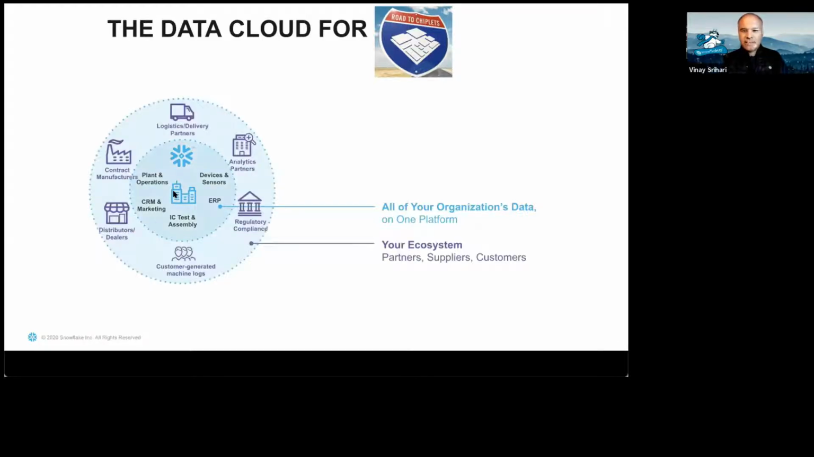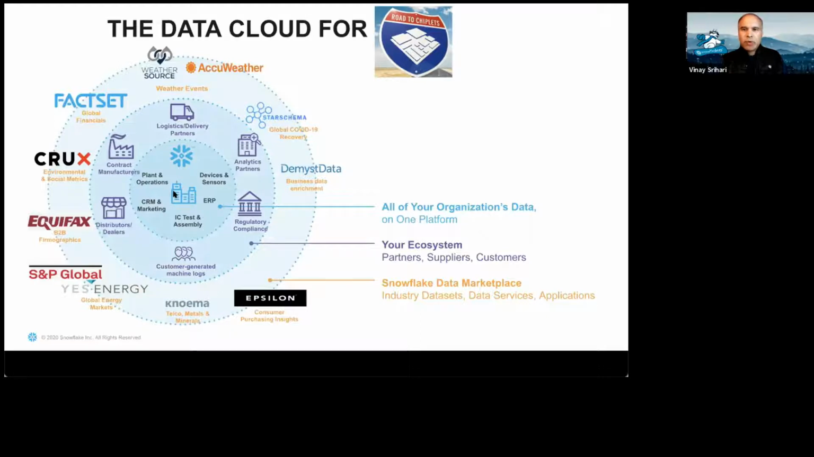Right outside that, you've got the ecosystem of logistics and delivery partners, analytics partners, compliance, regulatory, and maybe consumer-generated machine logs. These could be IoT streams coming from the machines themselves, and then your distributor and dealer framework and contract manufacturers. That's a trusted layer that sits right outside your core data. And then what a marketplace like Snowflake's provides is a set of curated data sets that are offered by various agencies. These are all examples of providers we have on the marketplace today.